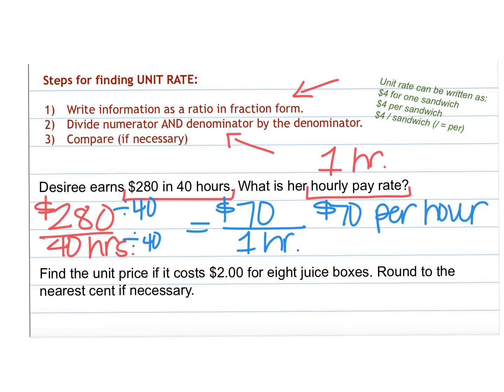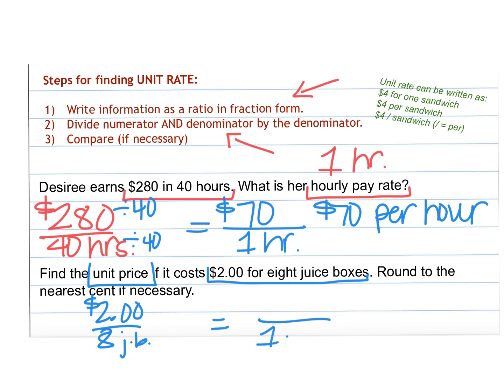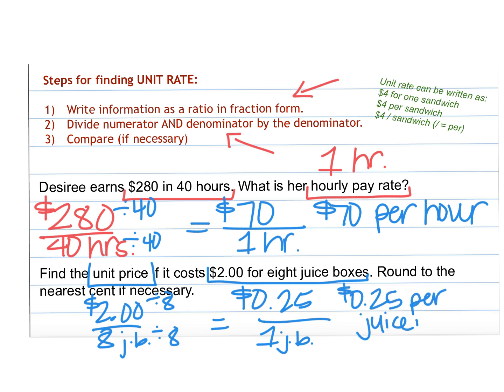Find the unit rate if it costs $2 for 8 juice boxes, round to the nearest cent. So again, we would have $2 for 8 juice boxes. I want to know how much the unit price is asking me. Okay, how much is it for 1 juice box? So I know that 8 divided by 8 is going to get me to 1. So I would do $2 divided by 8. $2 divided by 8 would be 25 cents. So our unit rate is 25 cents per juice box.